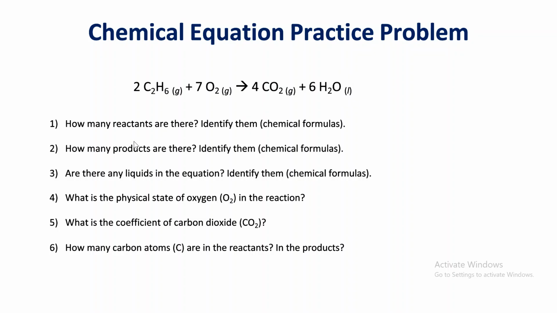Question number 3 says, are there any liquids in the equation? Identify them. There is one liquid, which is right here, H2O(l). That means it's on the product side, so this is a liquid. Number 4 says, what is the physical state of oxygen, O2, in the reaction? If you look at O2 right here, the physical state is g, which means it's a gas. Very good. And to review, C2H6 is also a gas, CO2 is also a gas, but H2O, as we said, was a liquid.